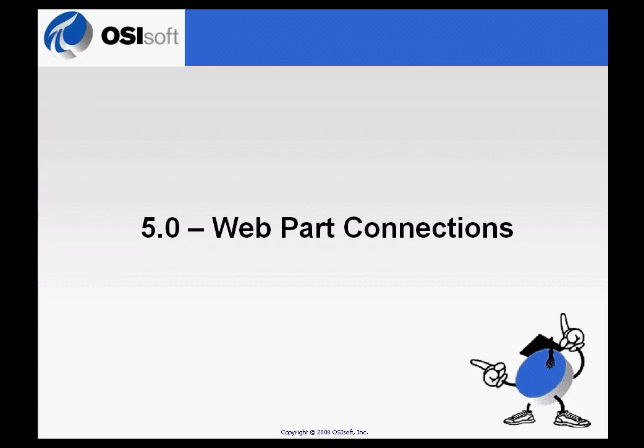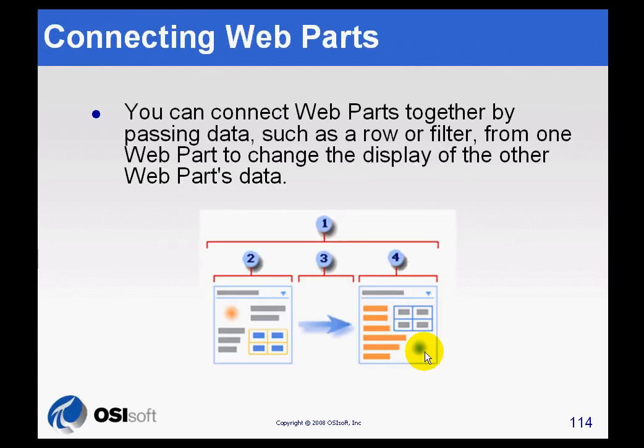In this chapter we discuss web part connections. Now a web part connection can be described as when web parts pass data to each other. So for example, this web part right here may be a provider of information to this web part. It will update that when it receives it based on some triggering event over on this web part.